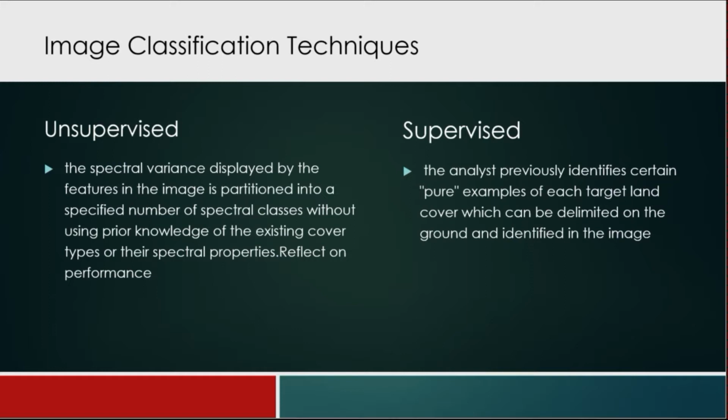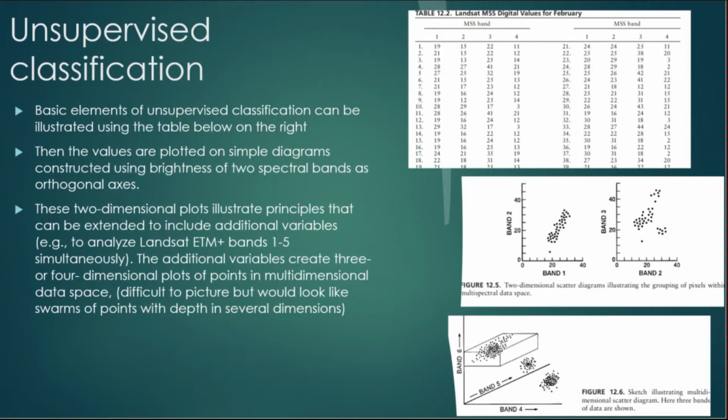Today we're going to be talking about unsupervised image classification versus supervised. So unsupervised is the spectral variance displayed by the features in the image, and it's partitioned into a specified number of spectral classes without using prior knowledge of the area, of the existing cover types or their spectral properties. And then supervised is the analyst previously identifies certain pure examples of each target land cover, and then they use that to delineate on the ground and identify in the image these cover types. So very different classification techniques, and today we're going to be talking about the first, which is unsupervised classification.